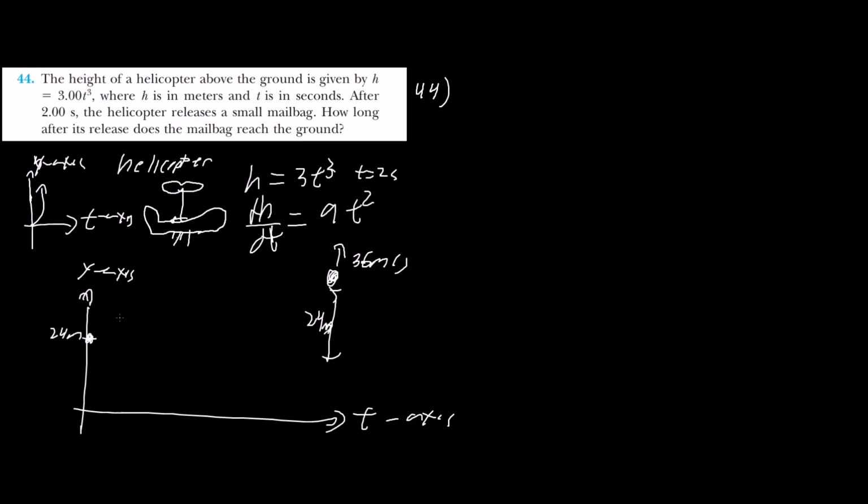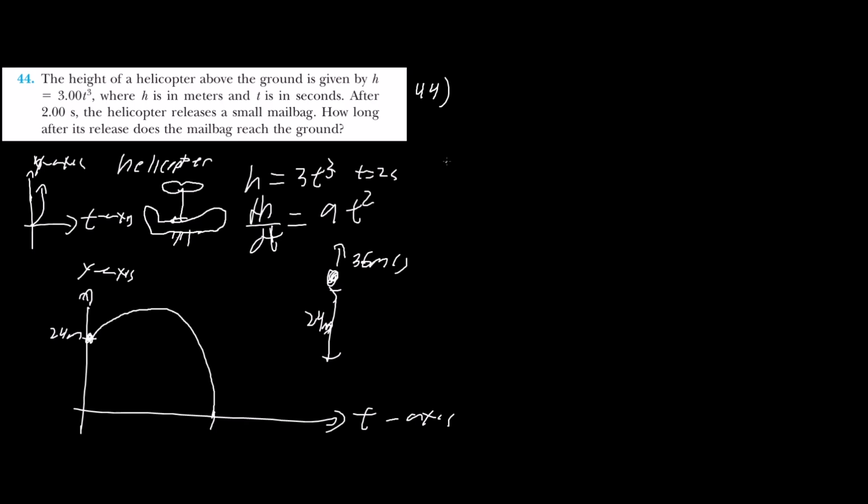Since it's not going to be tied to the helicopter anymore, it's going to be in free fall. Free fall meaning without air resistance, even though there is air resistance, but let's exclude that. We're just going to take into account the acceleration due to gravity coming downward. So how long after it releases does it reach the ground? That's another way of saying it's going to go a little up, and then it's going to go back down.